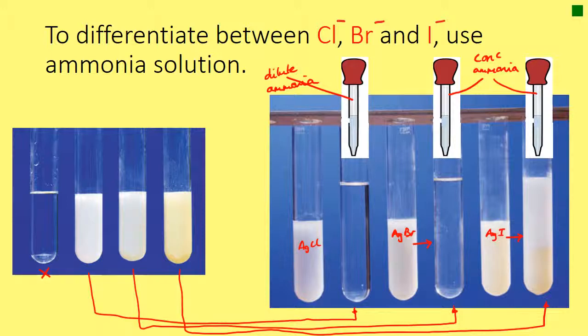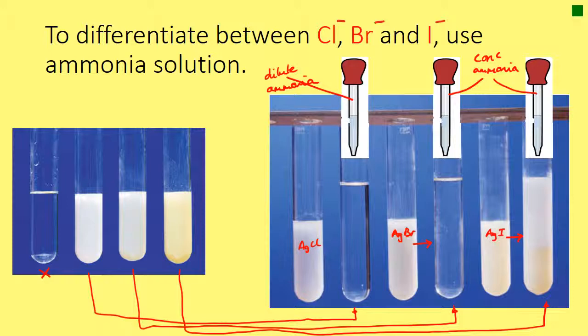We've added the dilute ammonia to this silver chloride, and the ammonia has dissolved the silver chloride precipitate, so it's now become clear. Whereas if we were to do that with the bromide and the iodide, then we wouldn't dissolve the precipitate. All right, so if dilute ammonia dissolves your silver halide precipitate, you know that that halide was silver chloride.